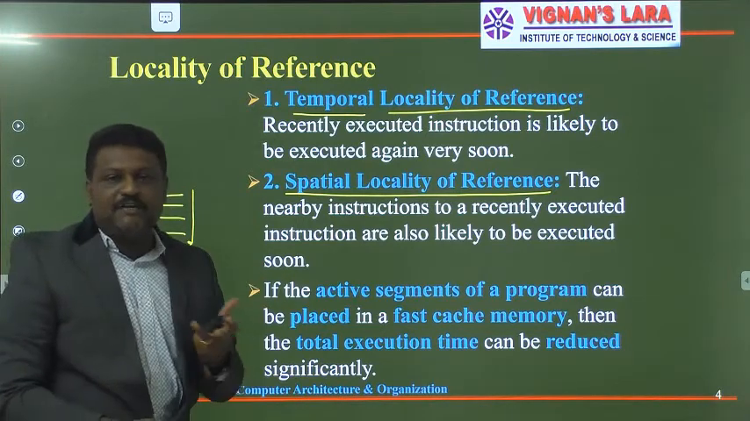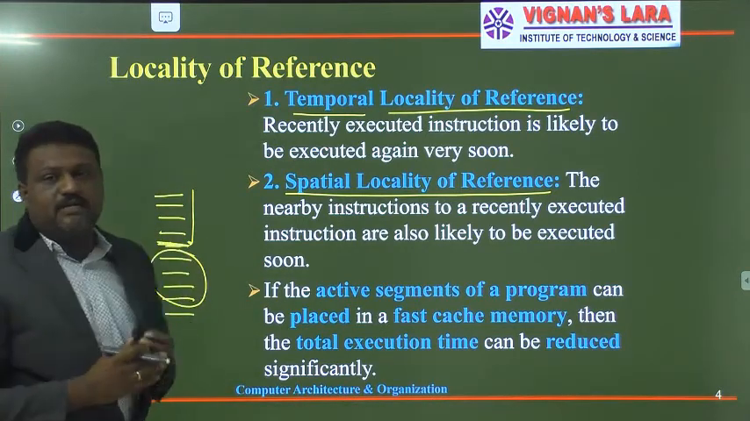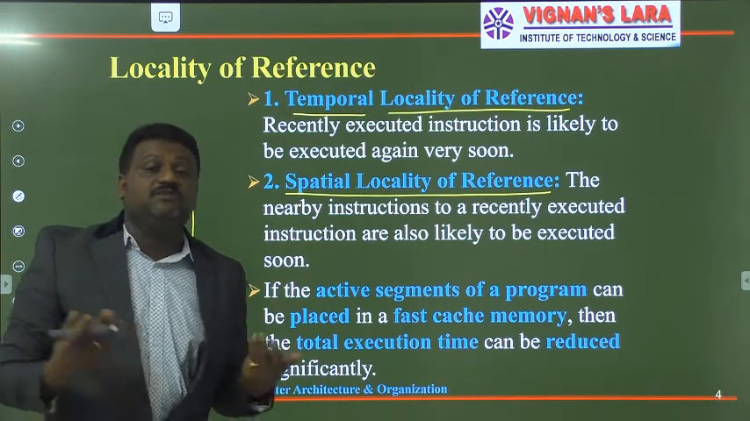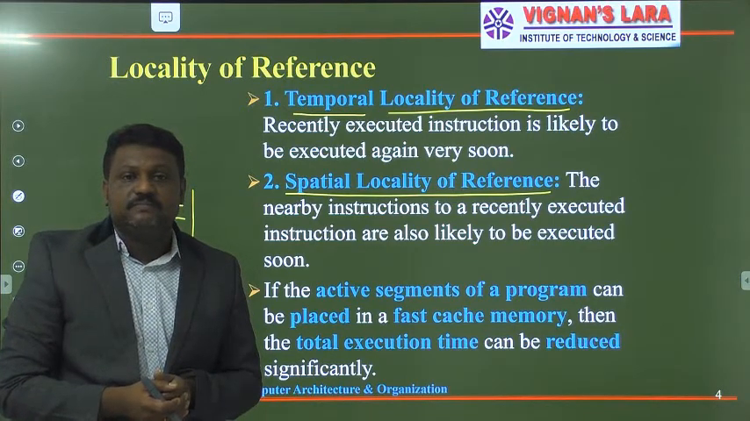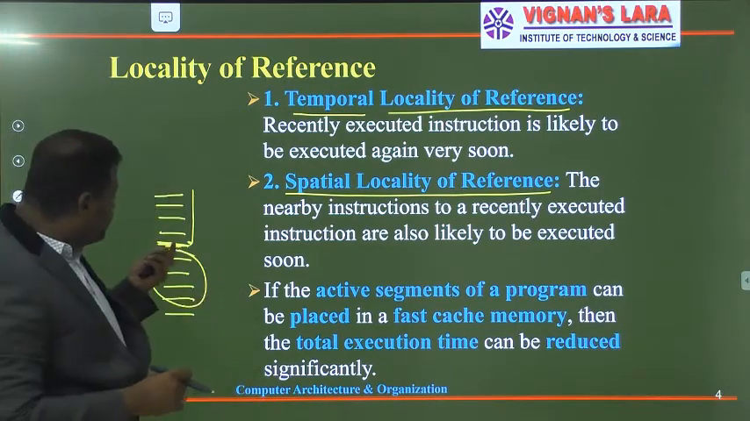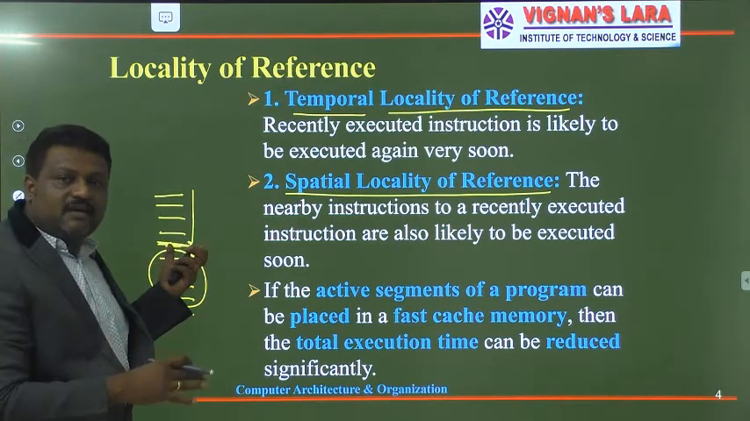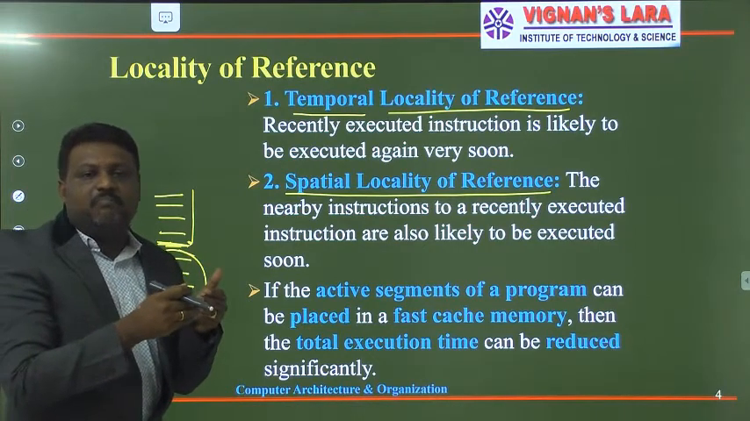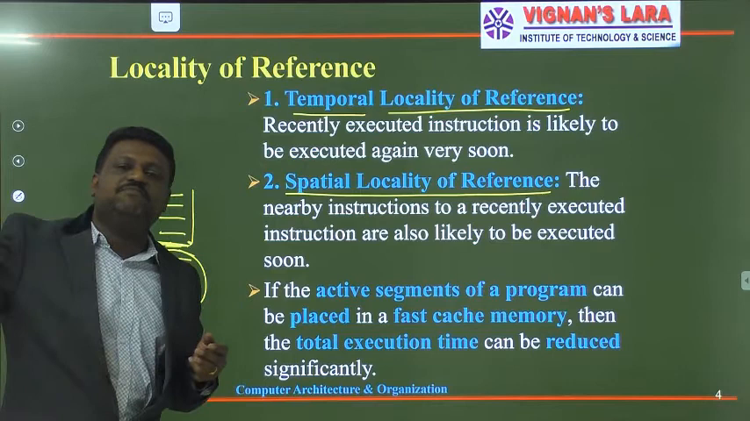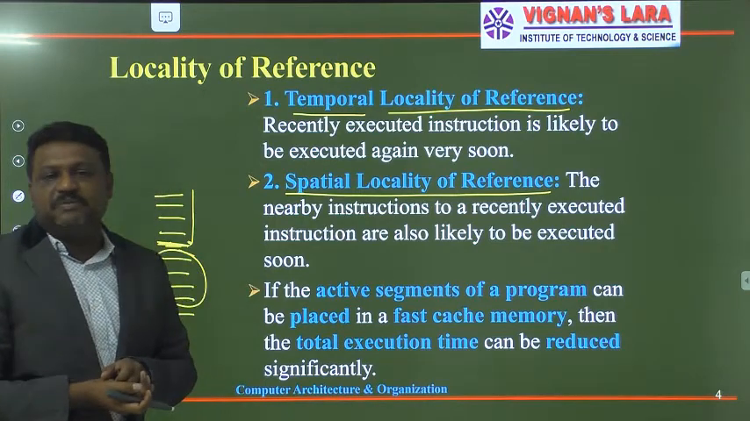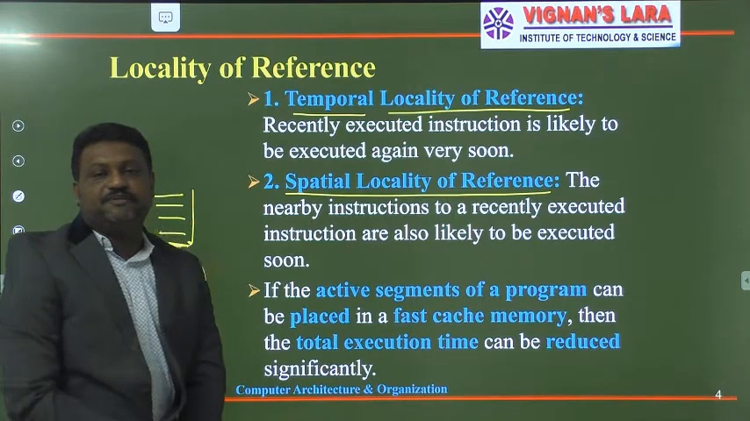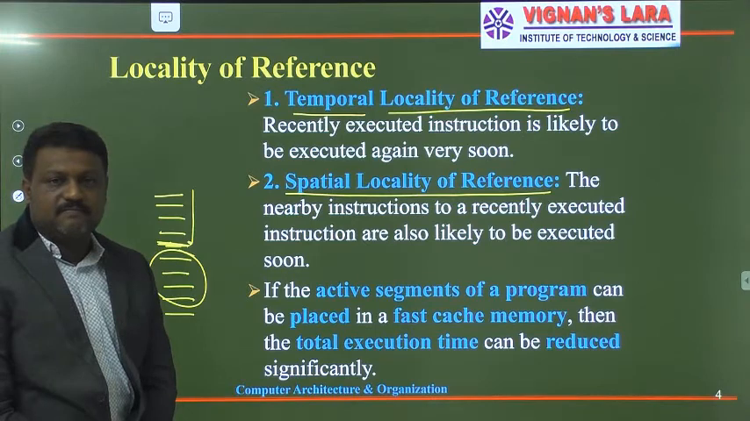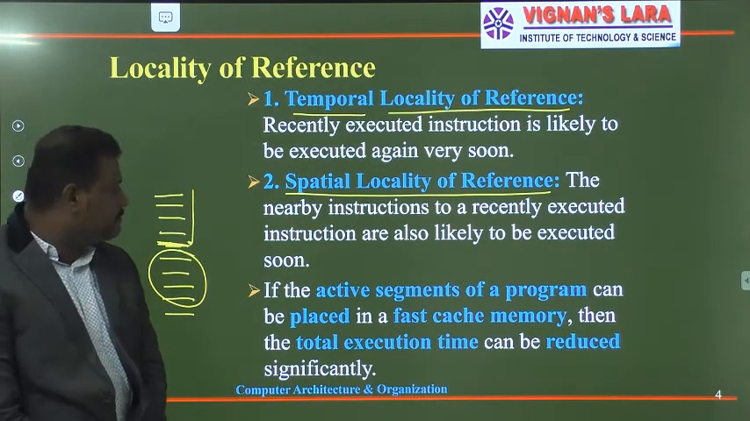In case of temporal locality of reference, only the instruction which was executed right now is kept in the cache, because my processor may execute the same instruction very soon. But in this case, we not only bring the currently executing instruction, we also fetch the next instructions we want from main memory and keep them in cache memory. That indicates spatial locality of reference. There are two types of locality of reference, friends: temporal and spatial.